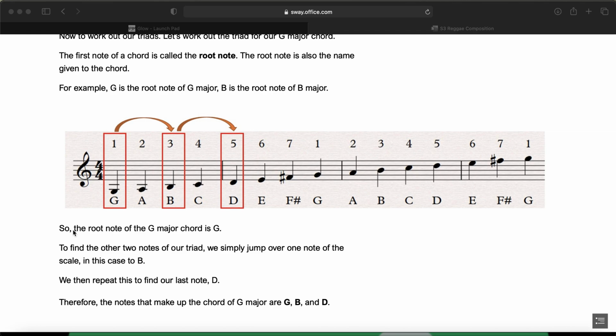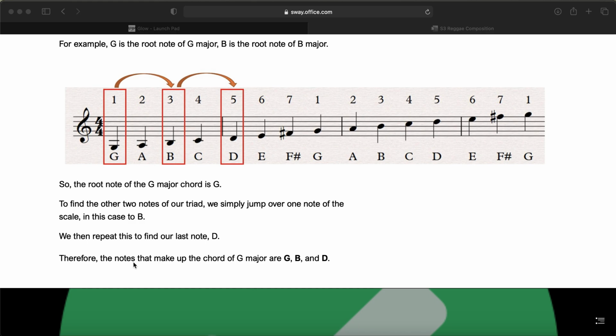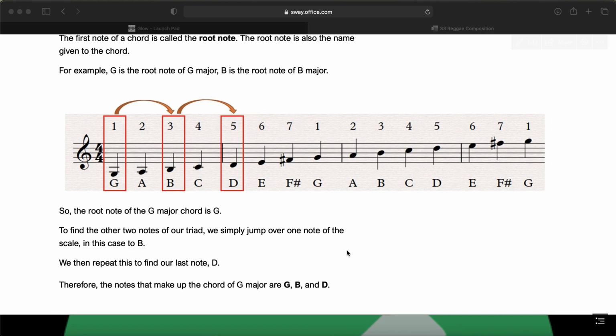To find the other 2 notes of our triad, we simply jump over 1 note of the scale, in this case to B. So we take our G, we miss 1 note, and then we go to B. That is our next note in our triad. Then we repeat this to find our last note, D. So we miss this note, and then we move on to this one, D. Therefore, the notes that make up the chord of G major are G, B and D.